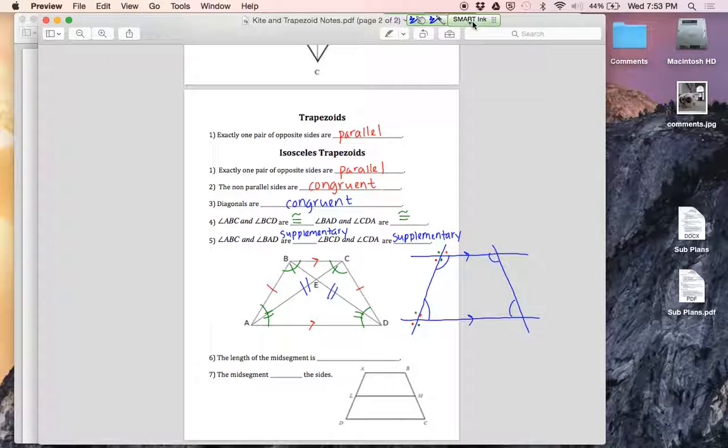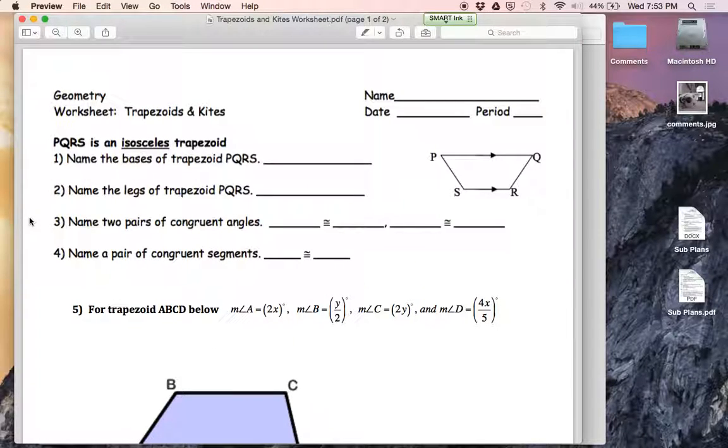Now this part in the bottom, property 6 and 7 that talks about mid-segments, we're going to get to later in the unit. So you guys can just hold off on that for now. So what I want to do now is I want you guys to pause the video. I want you to take out this worksheet, and I want you to try as much of it as you can, and then play the video again and check your answers, and look at the problems that you didn't know how to do.